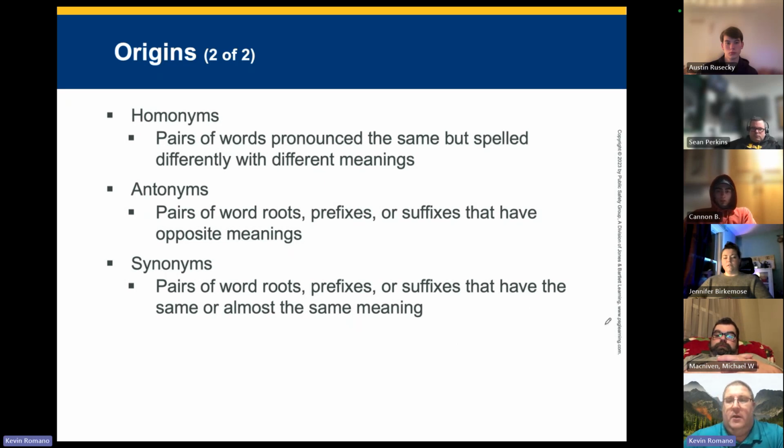Right? Synonyms are pairs of word roots, prefixes, or suffixes that have the same or almost the same meaning. So an example would be pneumologist and pulmonologist, which both mean lung, right? So pneumo and pulmon would both indicate lung.